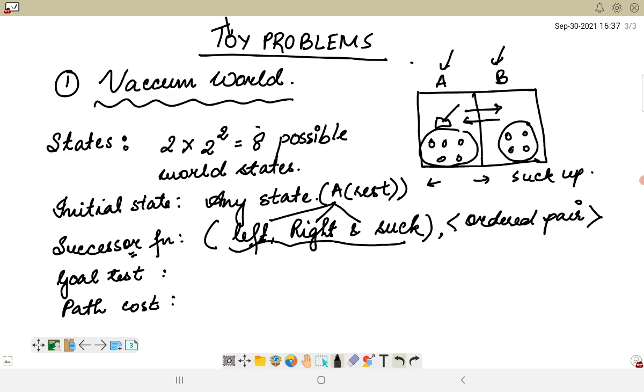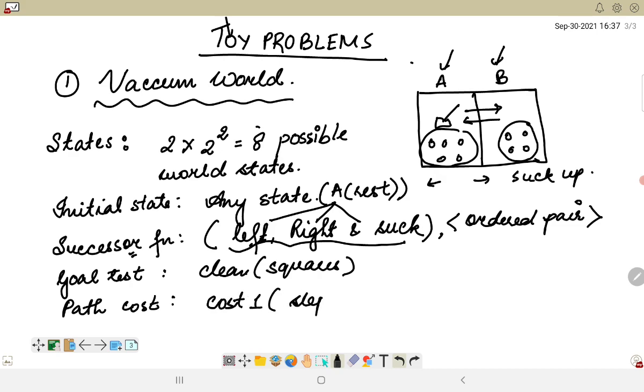Now what should be the goal test? It will check if all the squares are clean. So clean squares would be the goal test. Then we will talk about path cost. Since we are not associating any step cost, we can consider that every step the vacuum cleaner agent takes will have a step cost of 1.